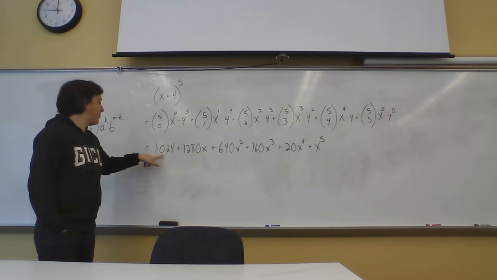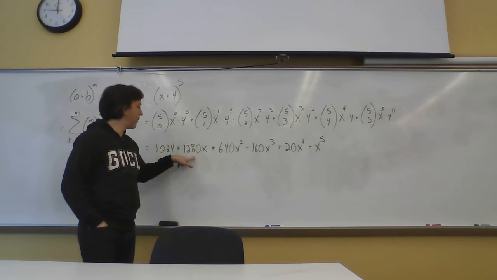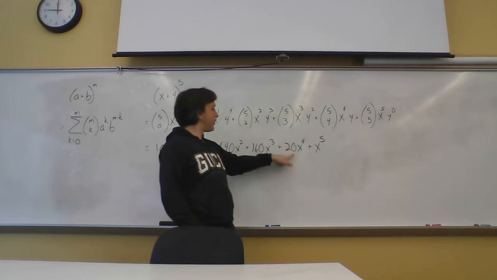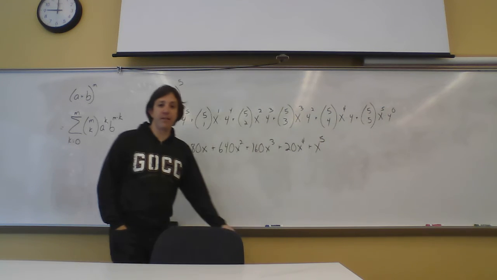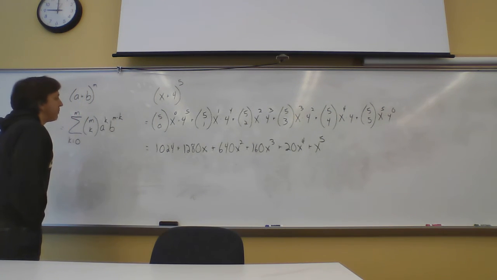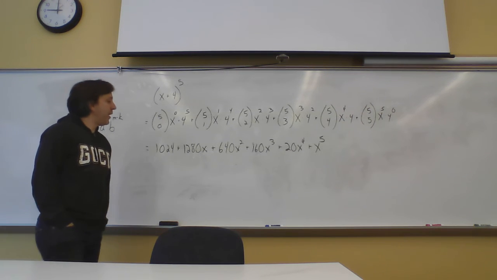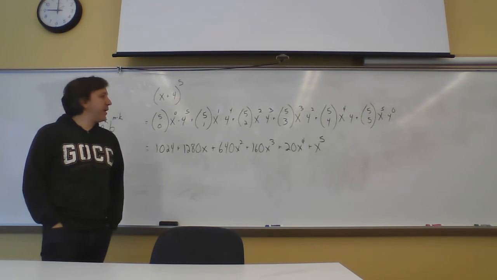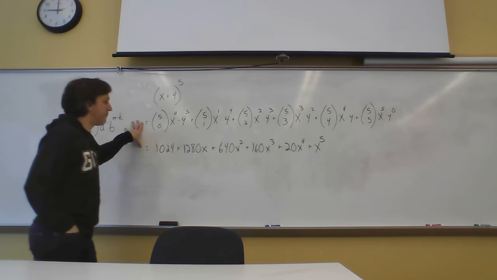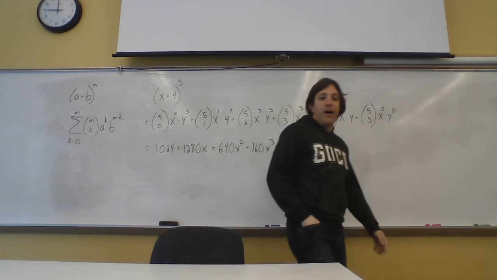And you get just this, 1024 plus 1280x plus 640x squared plus 160x cubed plus 20x to the 4th plus x to the 5th. And so you get this lovely big answer. But there we go. And so that's just a really neat little application of the binomial expansions.